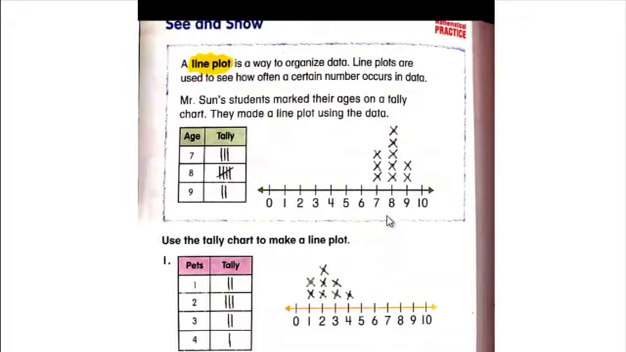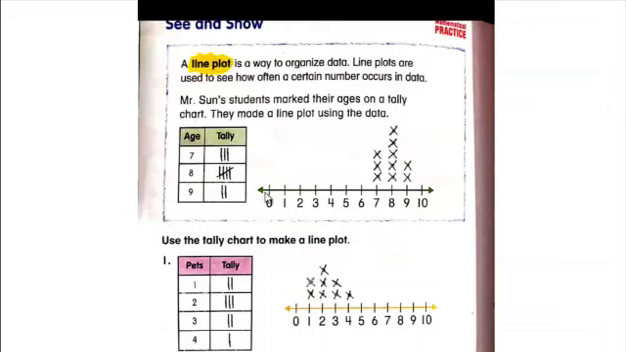After watching the video, let's understand what's meant by a line plot. A line plot is a way to organize data. Let's start with the first example. Here, Mr. Sun's students marked their ages on a tally chart, and they made a line plot using the data.